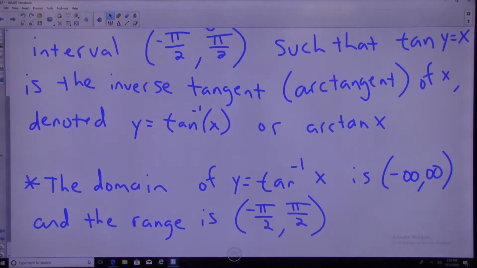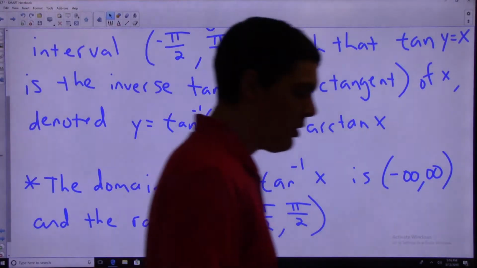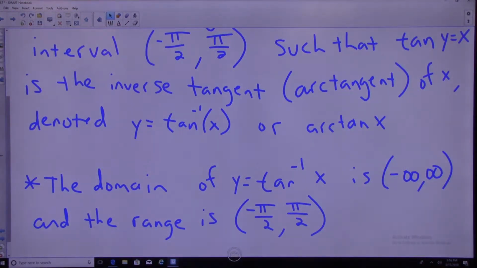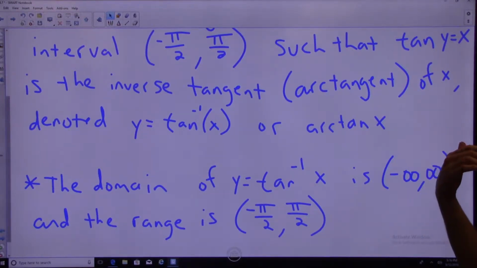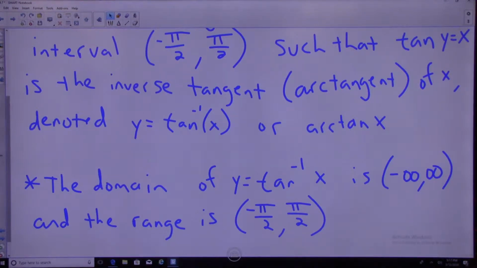Okay, so I'm going to try to go through this real quick. We're just going to look at a few examples where we evaluate the inverse tangent of different ratios. Remember, when you evaluate inverse tangent, you're trying to figure out what angle we have to have in order for the tangent ratio to be whatever.